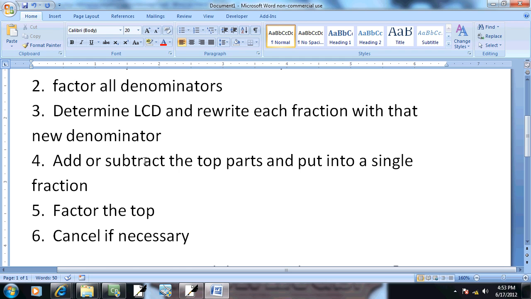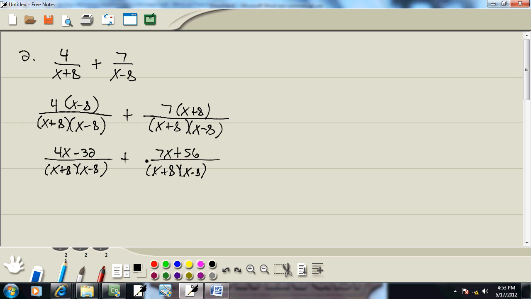Now it says add or subtract the top parts and put into a single fraction. Well, we got a plus here, so we're going to have 4x minus 32 plus 7x plus 56 over x plus 8, x minus 8. Now, if this had been a minus here in the middle, that would have flipped the sign of everything up on top of my second fraction. That would have been a negative 7x. This would have been a negative 56.